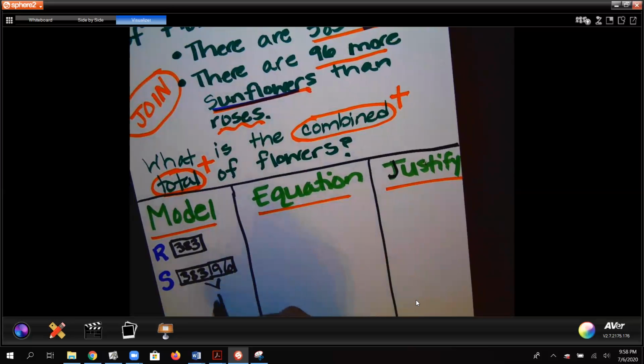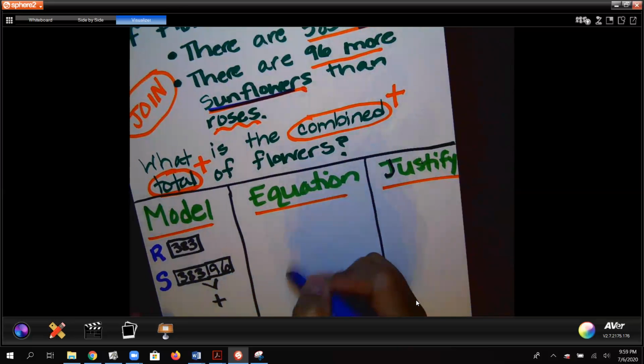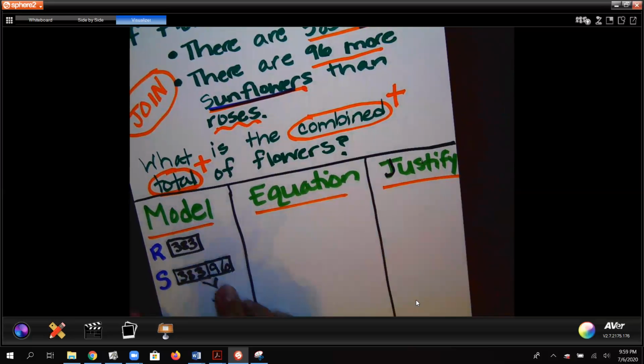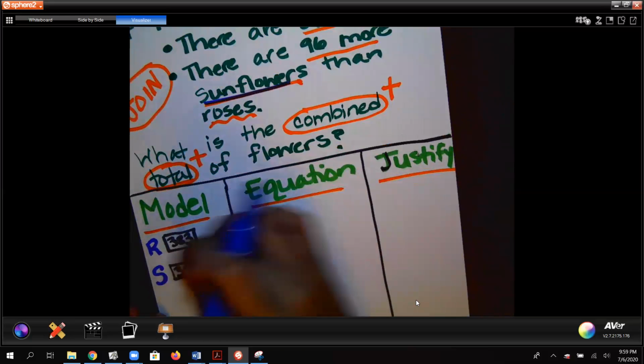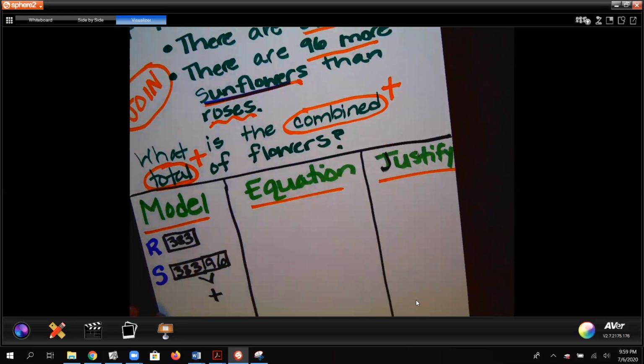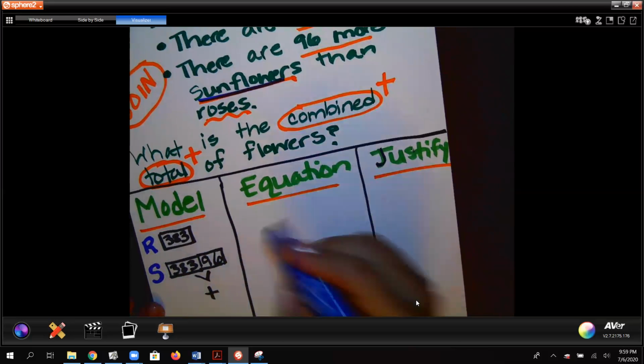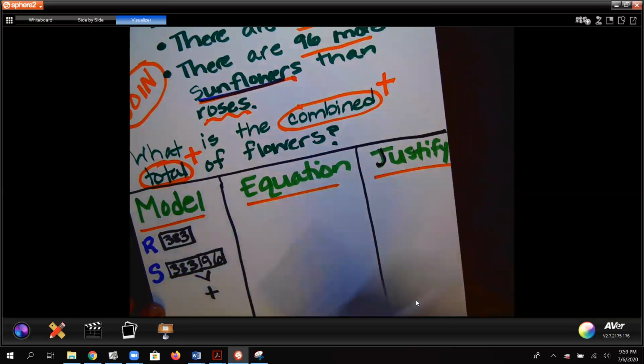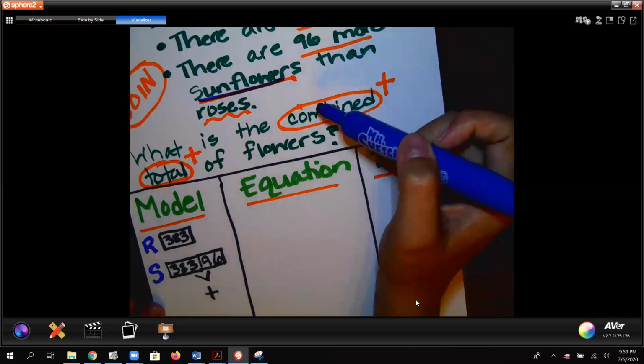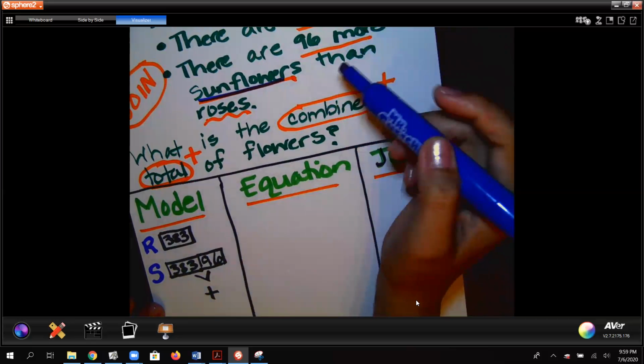Yep, we have to combine them. We have to join them. So under equation, that's what we'll do. So here we use a bar model to show that. Sometimes you can always connect them to show the comparison. Either way is fine. So we're gonna combine those because it says there's 96 more sunflowers than roses. Okay, so we're gonna add that.